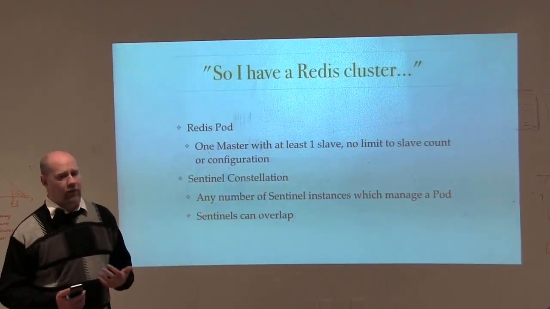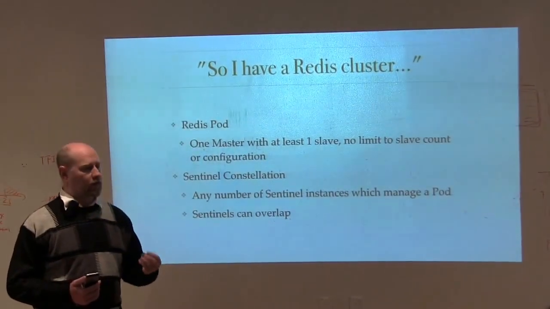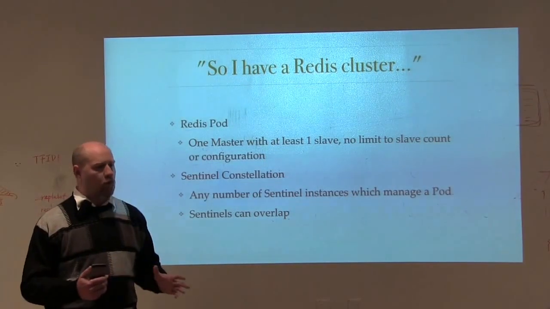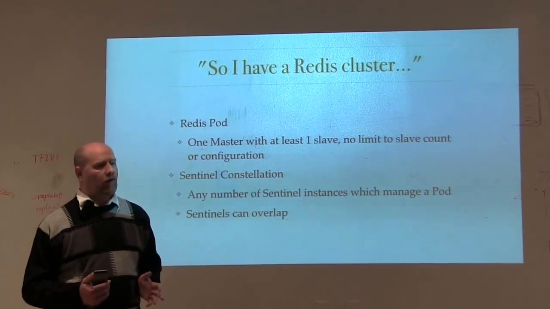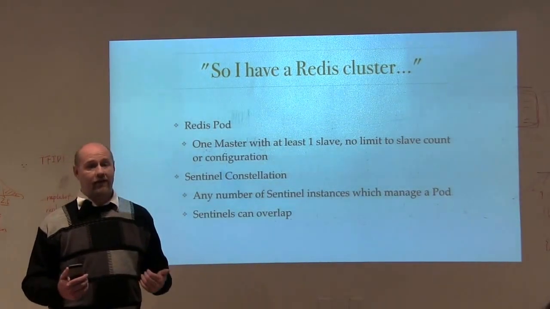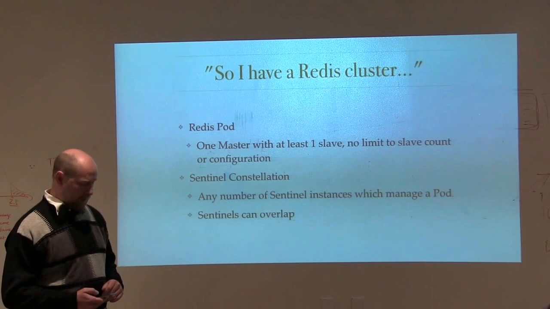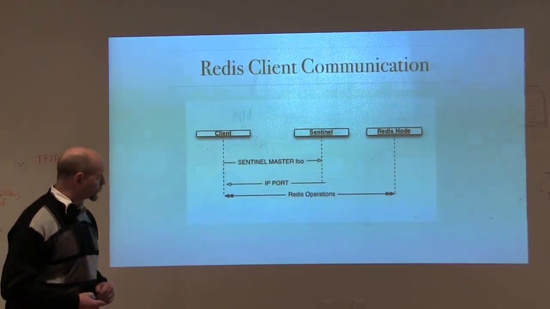One of the first things a lot of people don't realize about Sentinel is that one group of, say, 3 Sentinels or 5 Sentinels can manage more than one Redis pod. It doesn't have to be a one-to-one mapping. And they don't all have to be monitoring the exact same pods. They can be different. And that's why Sentinels can overlap.